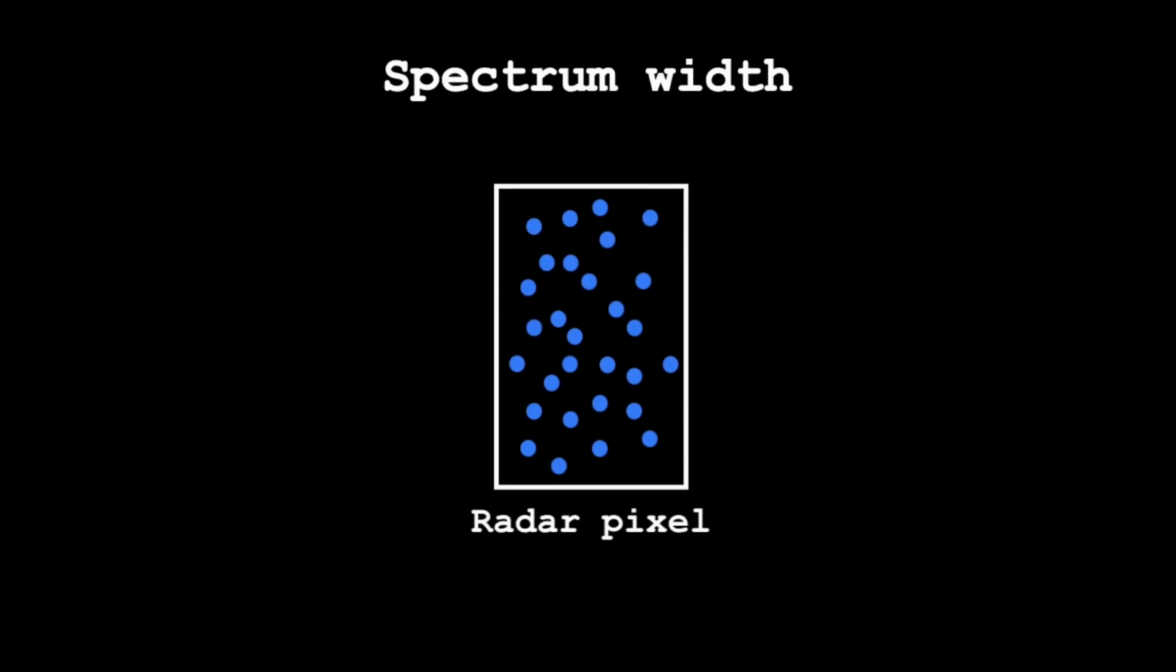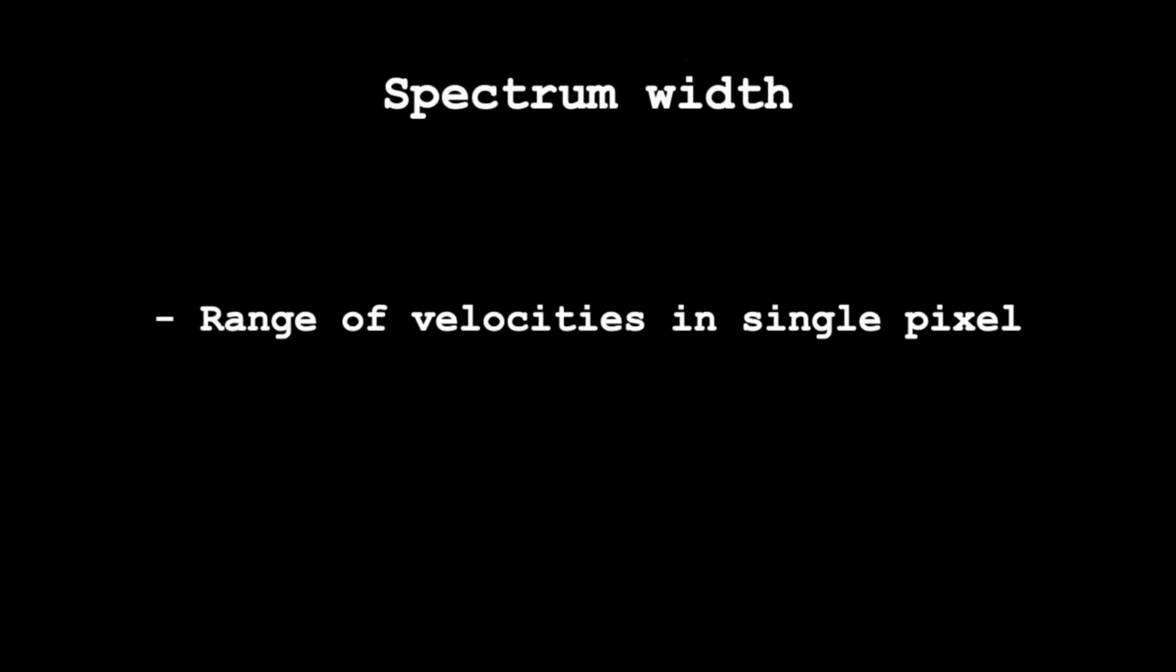In reality, a single radar pixel can contain millions of targets, each with its own velocity. The radar averages the velocities of all the targets within a single pixel to come up with the velocity value for that pixel. Spectrum width is the range of velocities within a single radar pixel.